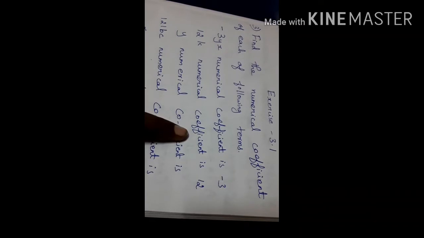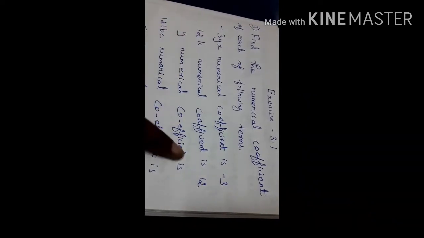Now we are going to see Exercise 3.1, question number 3. Find the numerical coefficient of each of the following terms. Here they are not asking only for the coefficient, they are asking for the numerical coefficient. Already I said numbers are called the numerical coefficient. See, minus 3yx. What is the numerical coefficient? Yes, minus 3, because here we have only one number, that is minus 3.